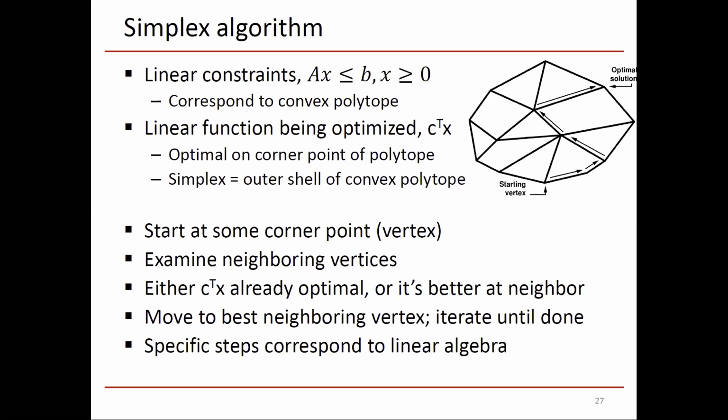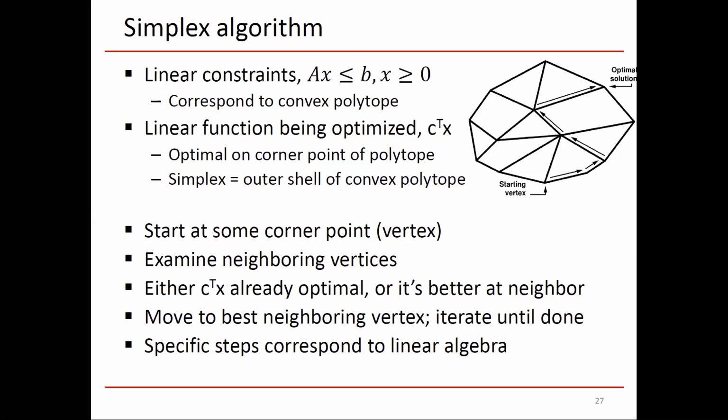So to formalize that, we start at some vertex, we examine the neighboring vertices, we evaluate whether C transpose X is already optimal. If it is, we're done. If not, then one of our neighbors has a better C transpose X. And we move to the best neighboring vertex. So this is a greedy approach. And we iterate over these steps of re-examining the neighbors and going to the neighbor with the best cost. In a greedy way, we iterate over these until we're done. The specific steps correspond to some linear algebra calculations.